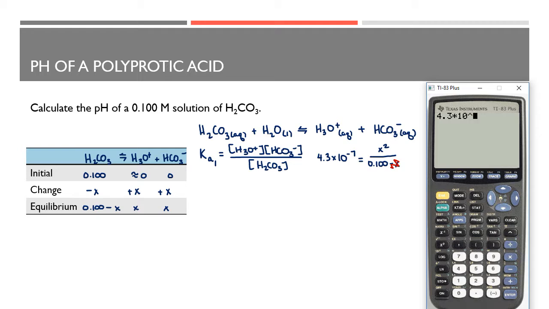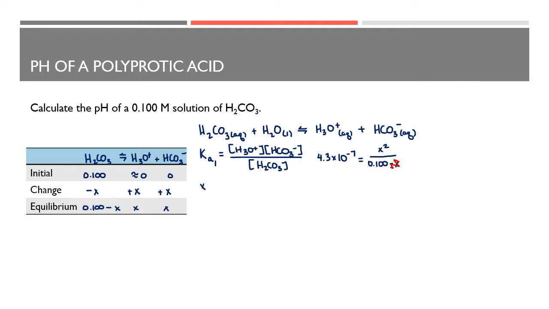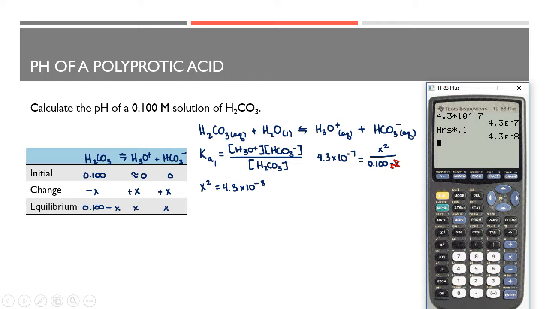It's almost like you did nothing there. So then I just take 4.3 times 10 to the negative 7th times 0.1. So I'm just cross multiplying here. So X squared is equal to 4.3 times 10 to the negative 8th.